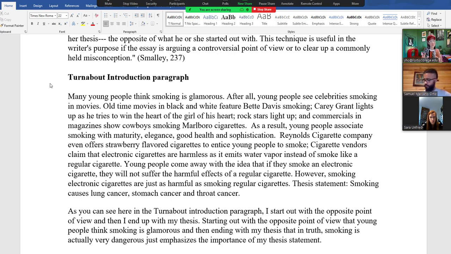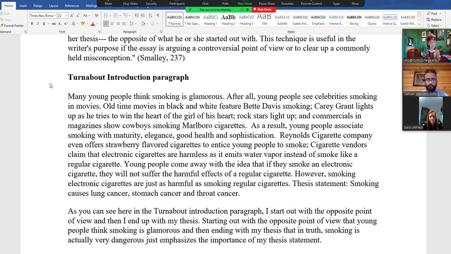Okay, so I'm just going to teach you one basic way just for this class, because that's what I do in 101. It's 105, which you guys don't have. So first, you talk about the other side. Many young people think smoking is glamorous. After all, young people see celebrities smoking in movies. Old-time movies feature Betty White and Cary Grant smoking and looking very glamorous. And as a result, young people associate smoking with maturity, elegance, good health, and sophistication.